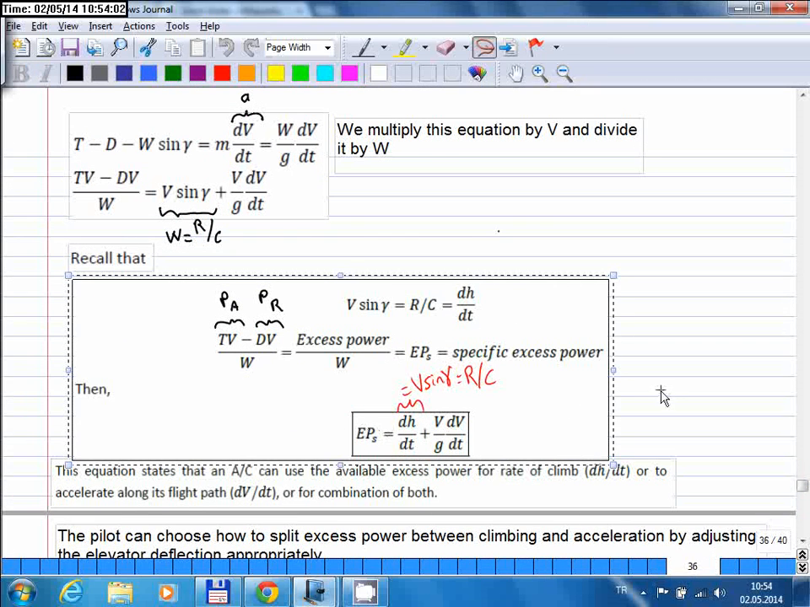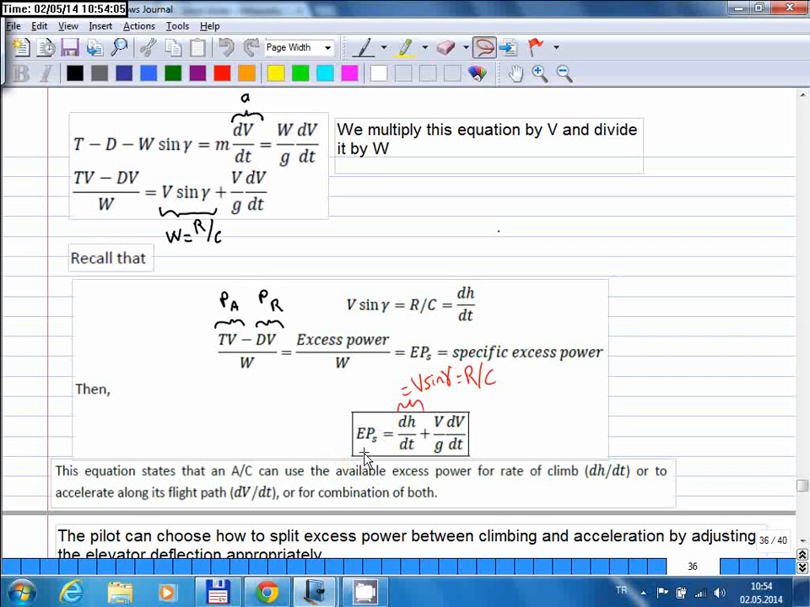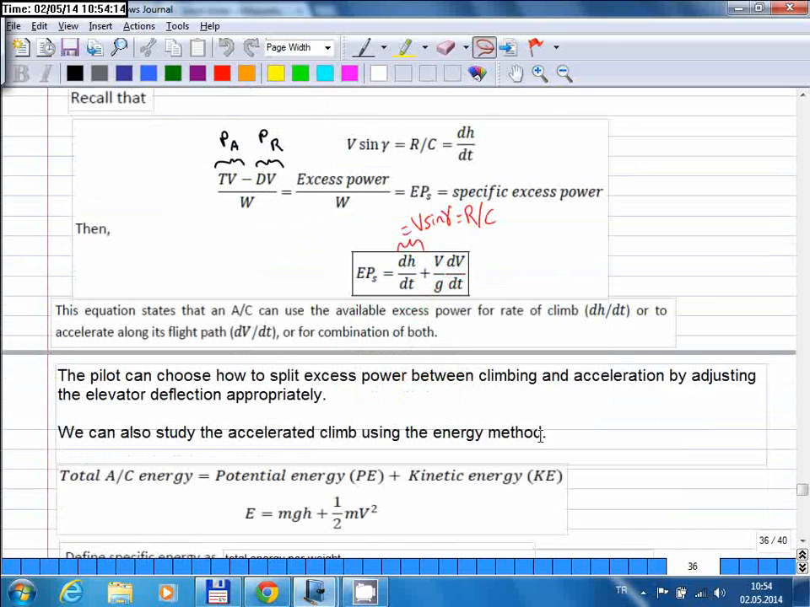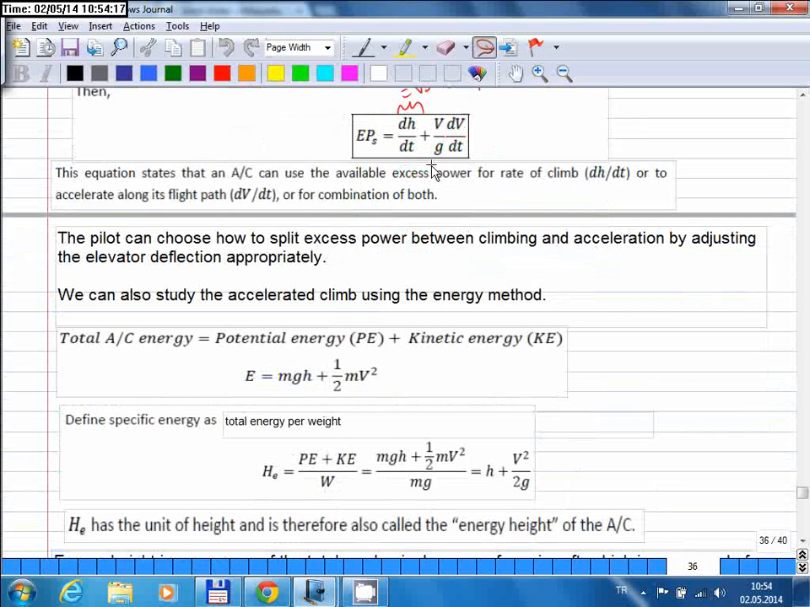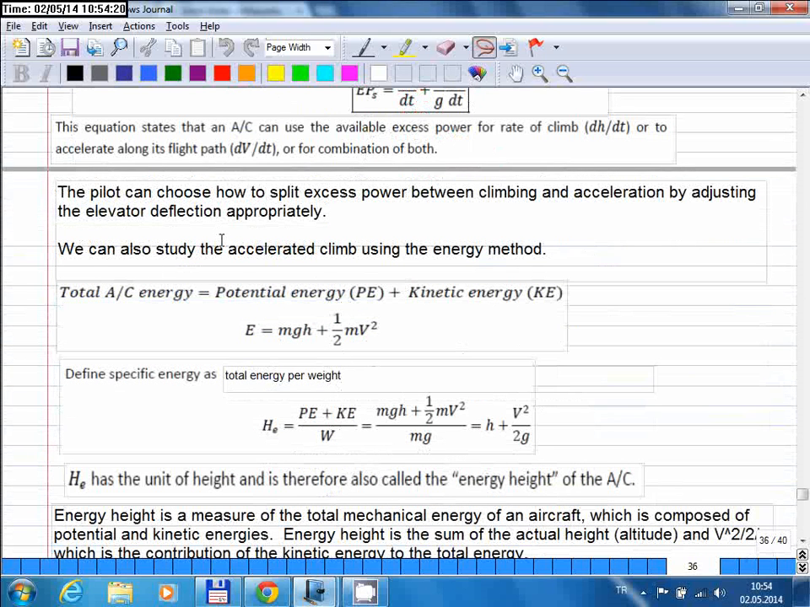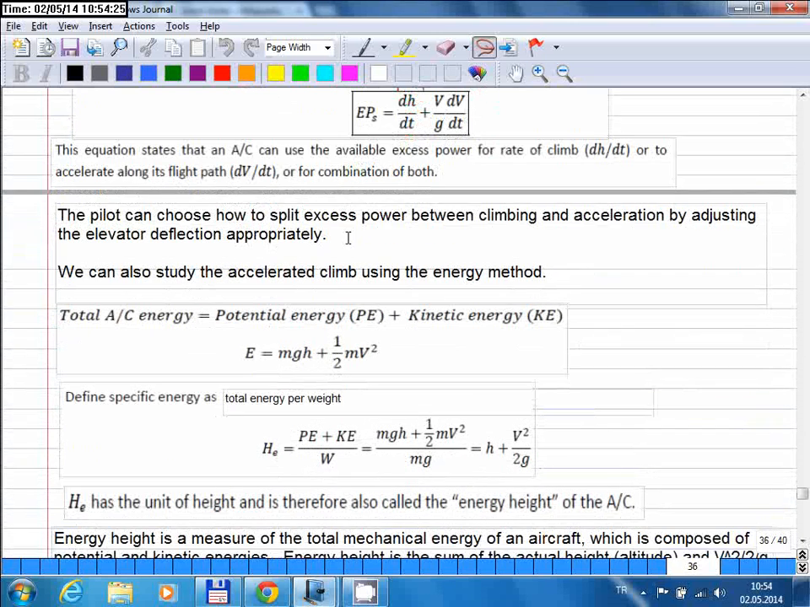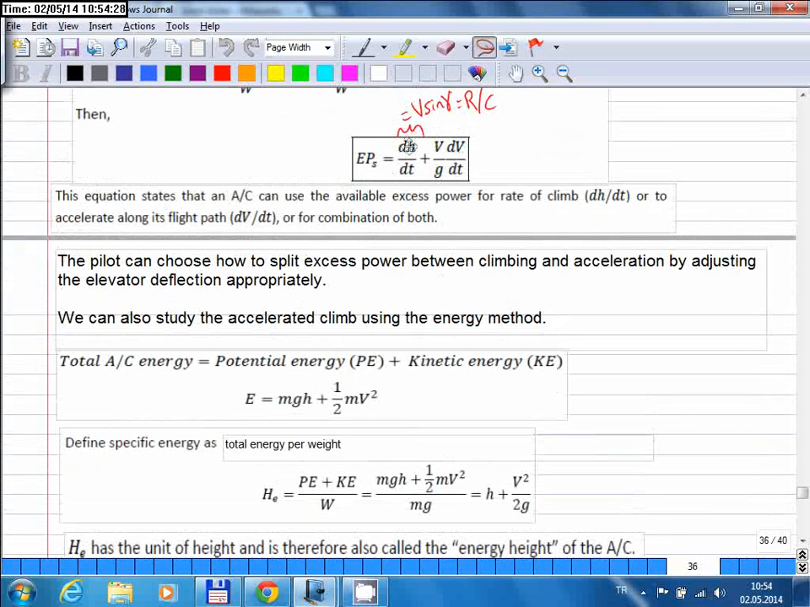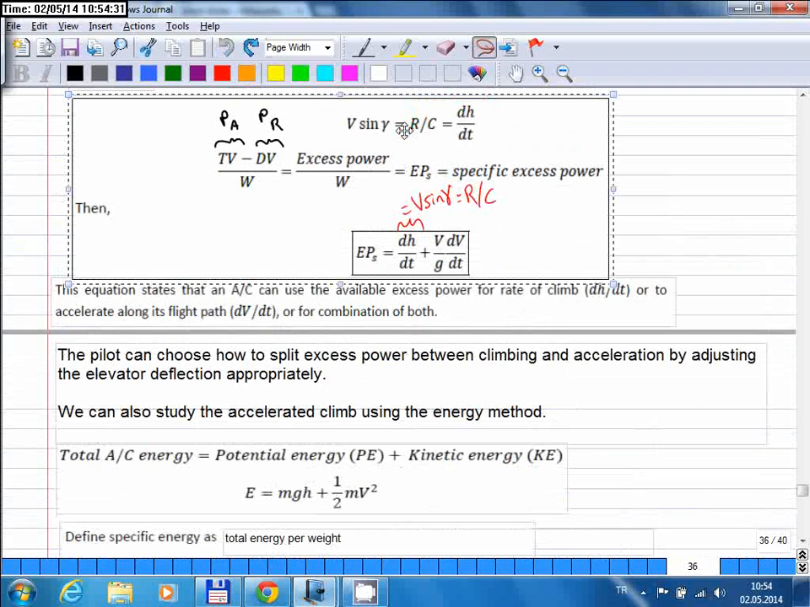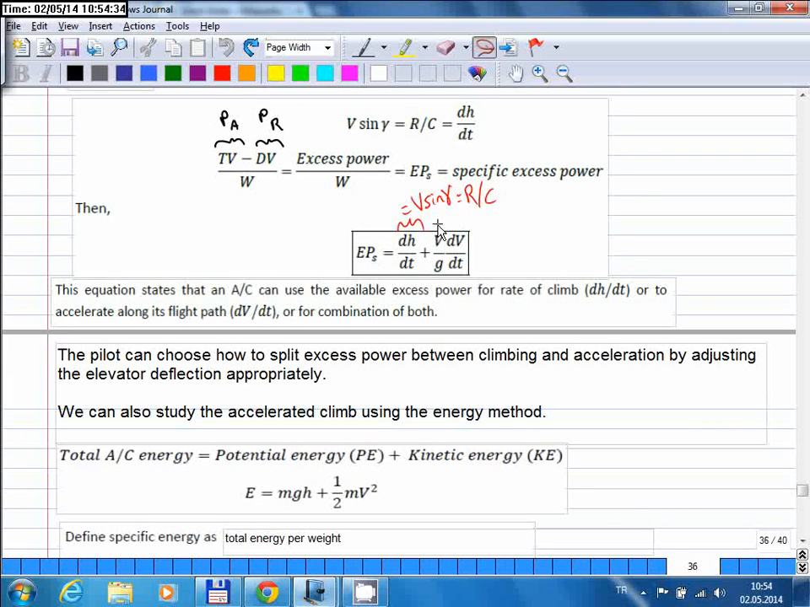On the left, we have the specific excess power, which is the excess power divided by the weight. That's equal to the vertical speed plus this term, which is related to the forward acceleration of the aircraft. And so from here, the concept of energy height is defined. So this is related to the altitude of your aircraft, and the other term is related to its speed. So if you have additional power to your aircraft, this power can increase its potential energy or kinetic energy, or it can affect both of those energy terms simultaneously.